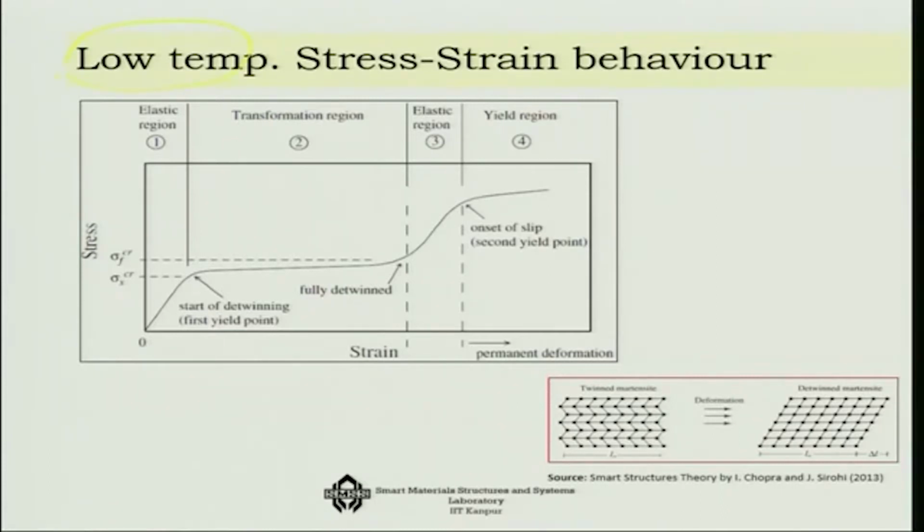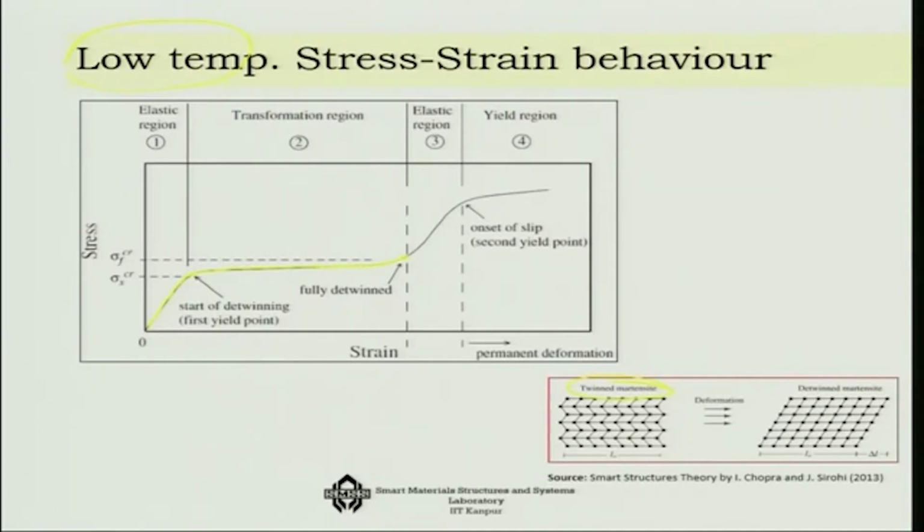So, at the low temperature level, that means it is at martensite. So, this is at the martensite phase. In fact, it is initially at the twinned martensite phase. Now, as I am increasing the loading, after a certain point it will start to detwin. That is the first yield point. Okay. So, I have crossed the elastic region.